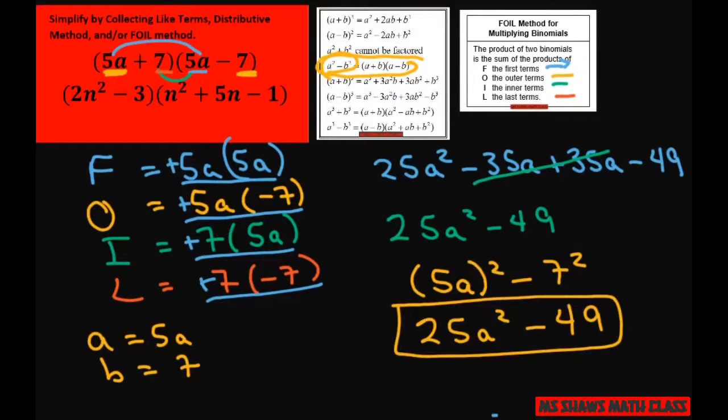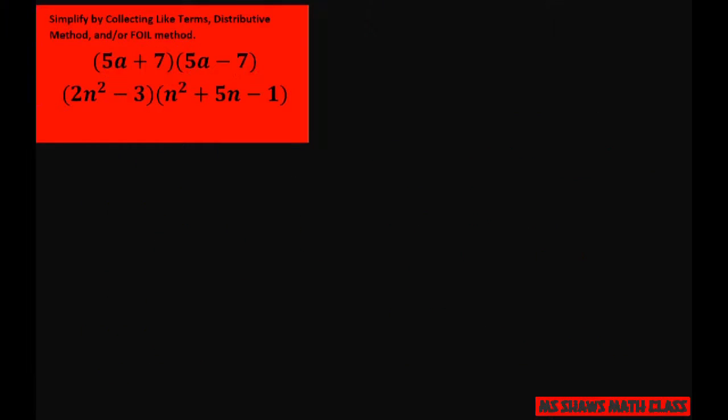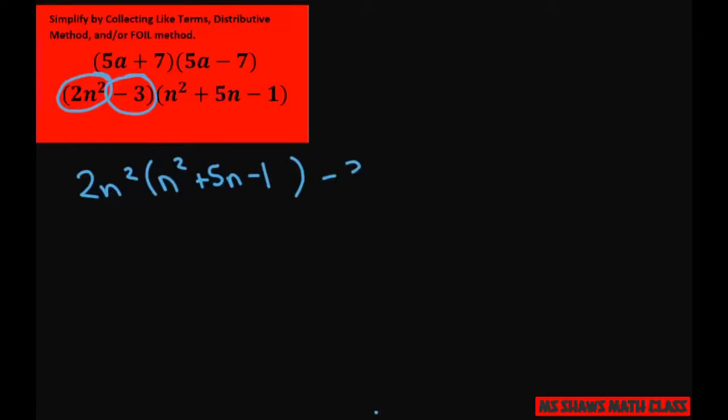All right, and then for the second problem, we're just going to use the distributive method. So I'm going to take my first term here, 2n squared times this quantity, n squared plus 5n minus 1. Then I take this term, minus 3, times the same thing, n squared plus 5n minus 1. And then I just distribute here.